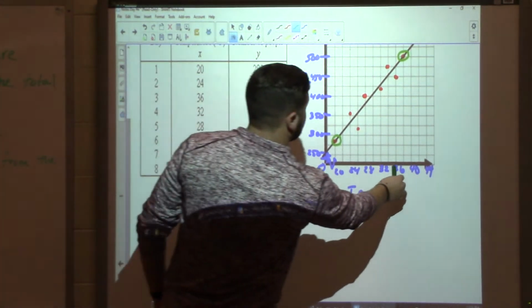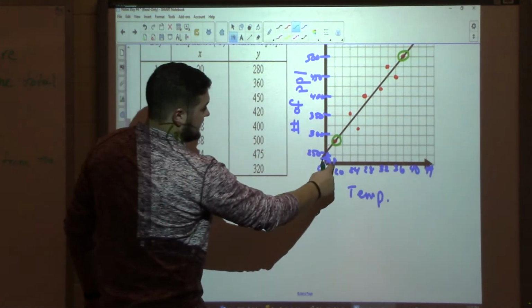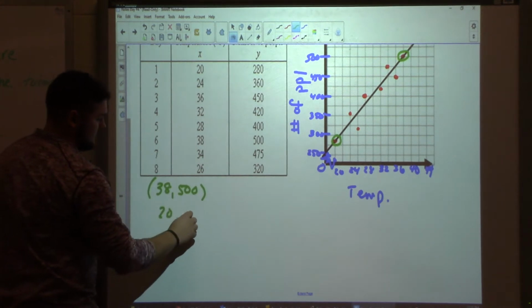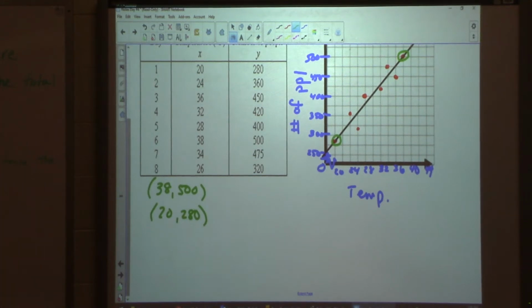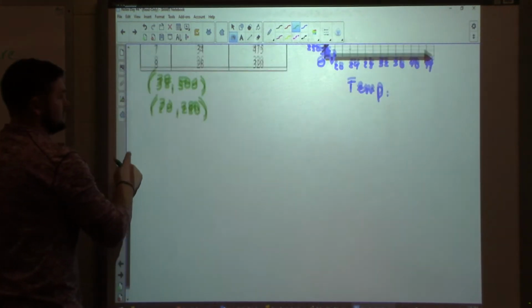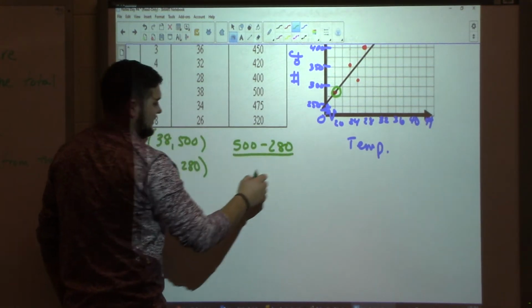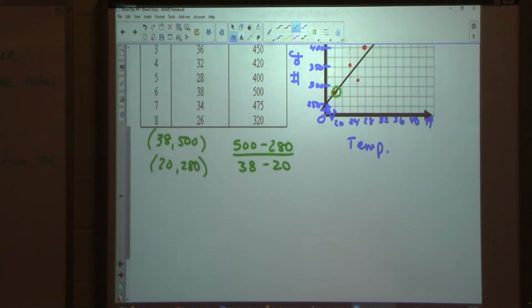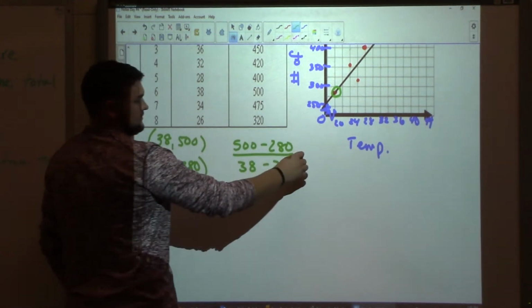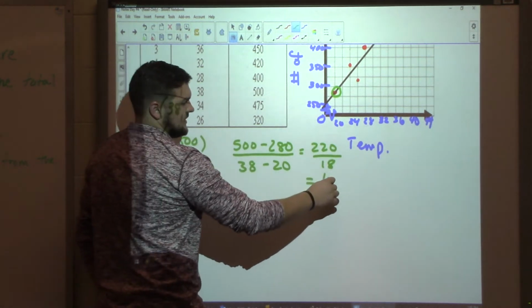My 2 points were 38, 500, and 20, 280. We know a formula to find slope off of 2 points, don't we? Yeah, y2 minus y1 over x2 minus x1. So the first step is let's find our slope. 500 minus 280 over 38 minus 20. Well, we get 220 over 18, which reduces to 110 over 9.